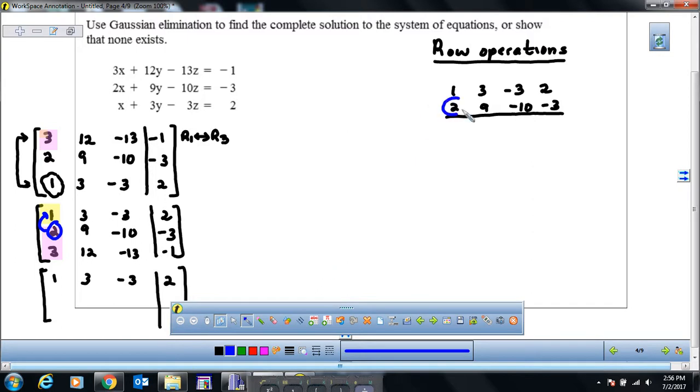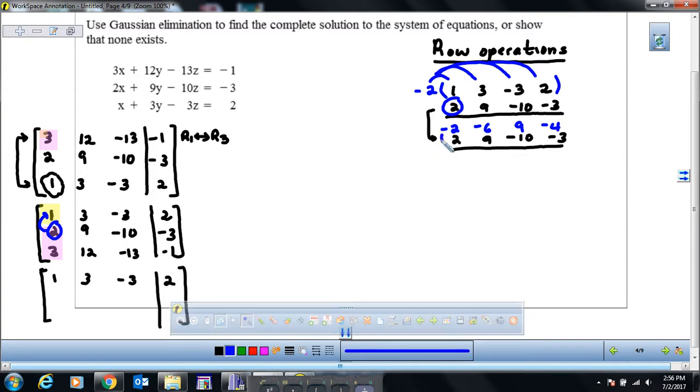So in order for this to become a 0, first we need to multiply the 1 by the opposite of 2, which is negative 2. And then we're going to add them. So if I multiply it by negative 2, that gives me a negative 2. Negative 2 times 3 is negative 6. Negative 2 times negative 3 is a positive 9. And negative 2 times 2 is a negative 4. Then we need to add them to these values, which is 2, 9, negative 10, and negative 3.